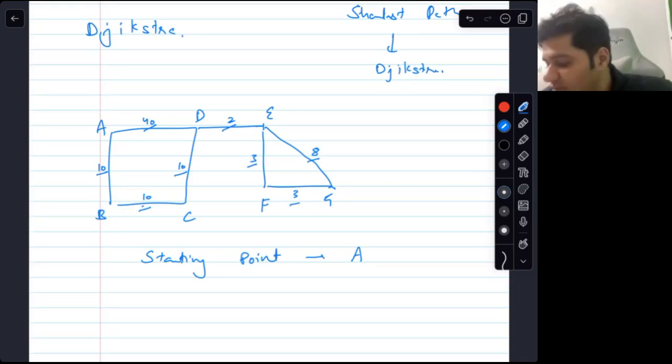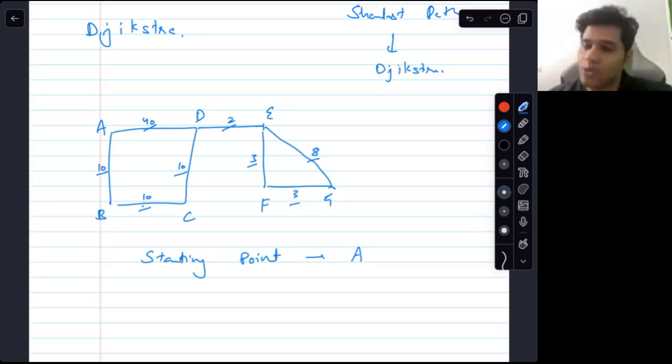Shortest path to every city from A. All right. So that is what we are supposed to do here. So let me teach you the algorithm. Before I start with the algorithm, is the input and output clear to you?